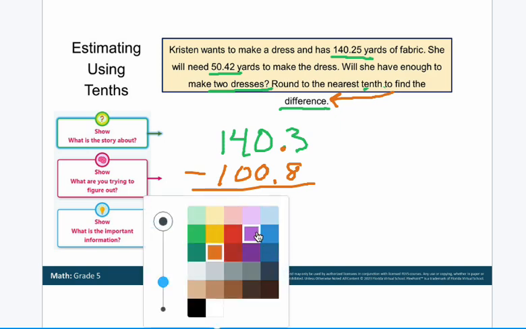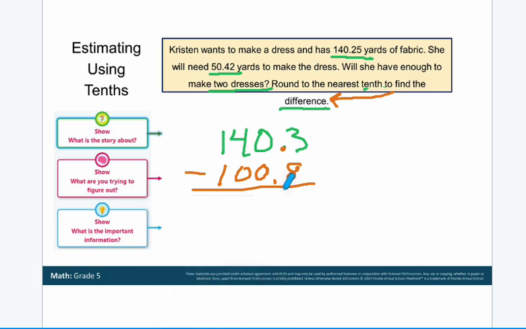So now I'm going to go ahead and subtract. So I want you to pause the video, try your subtraction problem, then restart it and check yourself to see if you solved it correctly.